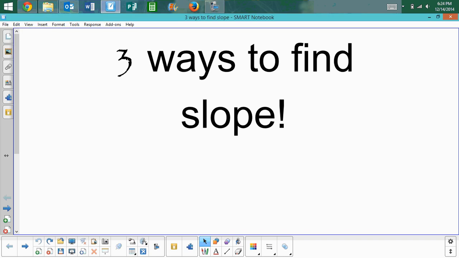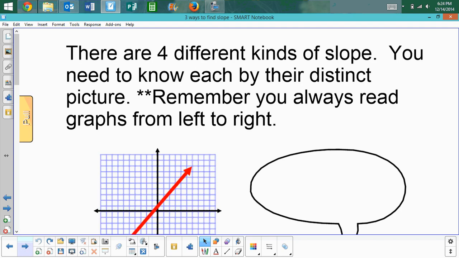Hey guys, last week we talked about 3 different ways to find slope, and you need to make sure that you have your notes in front of you. And we're going to review really quick all the different things that we talked about last week to help us refresh our memory. So we talked about the 4 different types of slope, and that we need to know each by their picture.